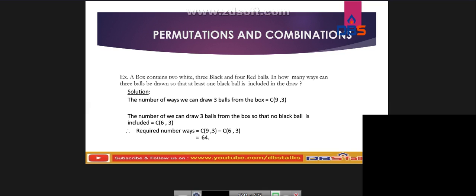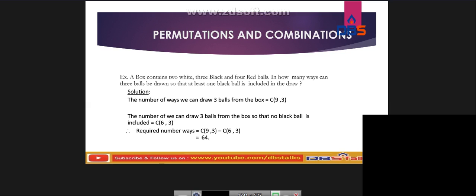A box contains 2 white, 3 black and 4 red balls, totally 9. In how many ways can 3 balls be drawn so that at least 1 black ball is included in the draw? So whenever we have to draw, at least 1 black ball is included in the draw.